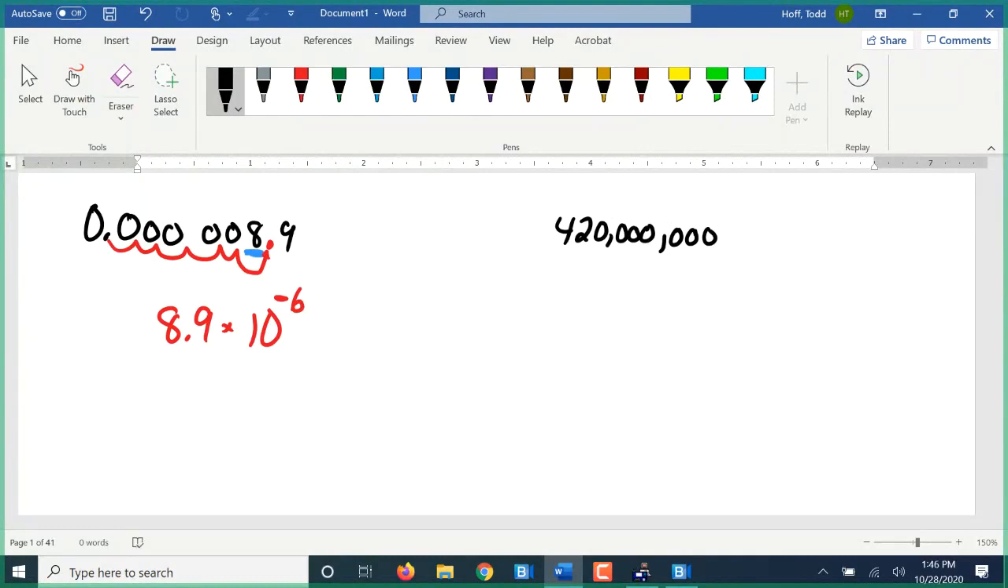If I take 420 million, again, the first non-zero digit is right there, the 4. So I'll move my decimal point so that it's after the 4. Right now it's not written, so that means it's at the end of the number. So it had to move 1, 2, 3, 4, 5, 6, 7, 8 places. That's 4.2 times 10 to the 8th. That was a large number, so that is a positive 8 on the power of 10. So converting our numbers into scientific notation is pretty straightforward, pretty simple to do.